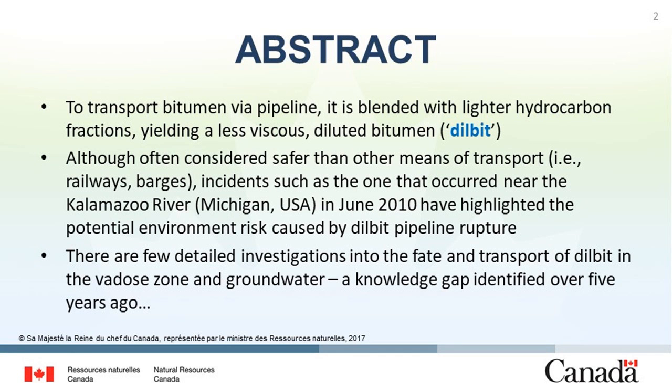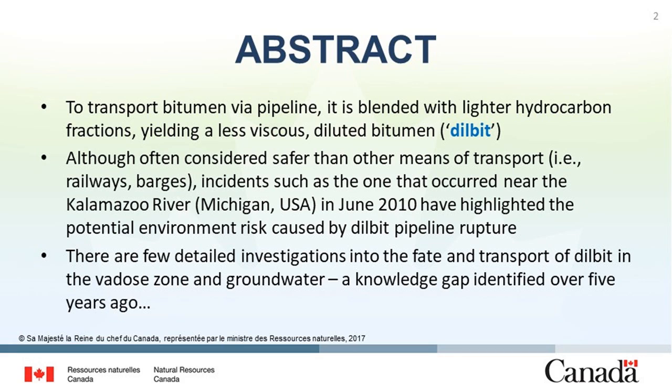I'll make an abstract as summaries, just to make it more interesting. To transport bitumen via pipeline, so bitumen, of course, is what we find in the oil sands in northern Alberta, it's blended with lighter hydrocarbon fractions, yielding a less viscous diluted bitumen, dilbit. So they blend it with naphtha, for example, sometimes diesel, other solvents. This way it becomes less viscous, and they can transport it by pipeline.